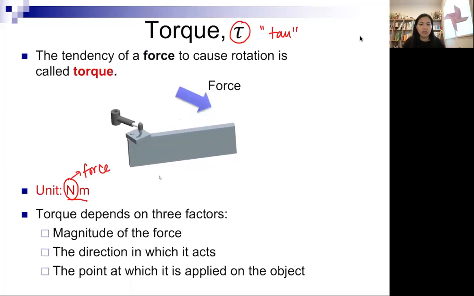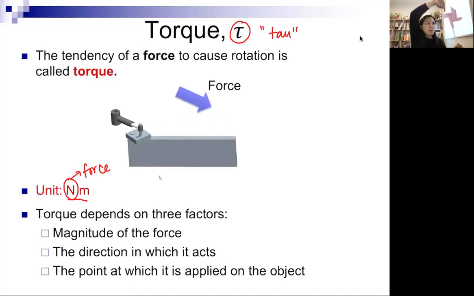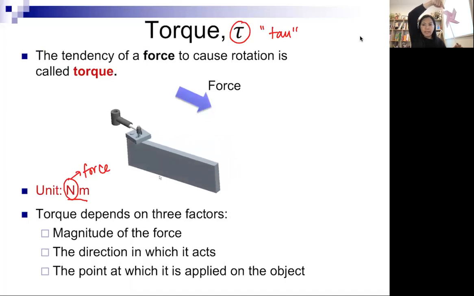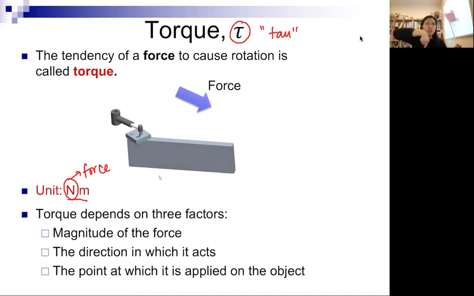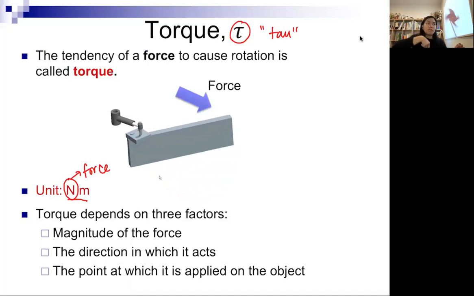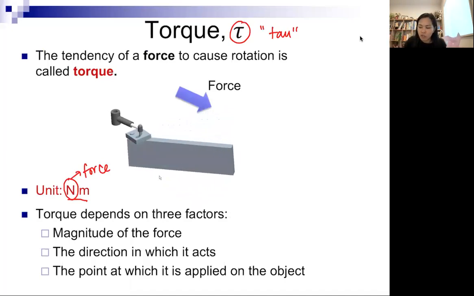It's the magnitude of the force. So of course, if I push on this pinwheel with a small amount of force, so if I push lightly, the rotation will be small, right? As opposed to when I push hard, then you'll have a bigger torque, and therefore a bigger rotation. So the torque or the rotation will depend on how hard you push or pull, meaning the magnitude of the force. So that's the first factor there.